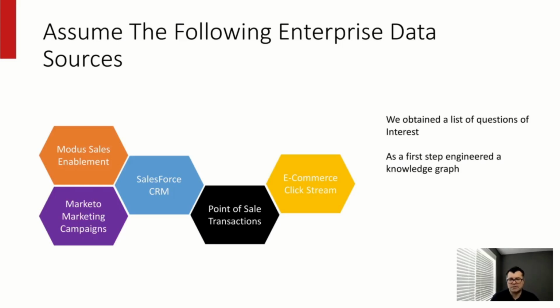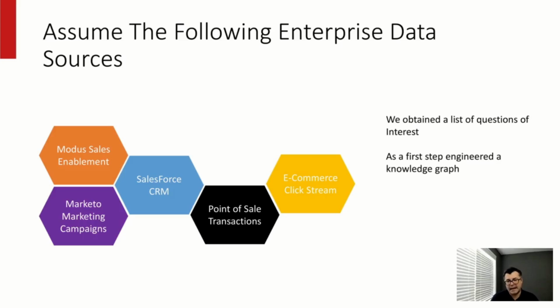We have point of sale transactions, so we know when a purchase happened. We have e-commerce clickstream data, and then we have marketing campaign data from Marketo. There's also an app in this organization called Modus. It's a sales enablement app that manages marketing assets. If a video or a picture is shown to a contact in the CRM, it helps the sales reps manage those assets and track how they're being opened, so that you could take action. These are very typical sources of data from an enterprise.